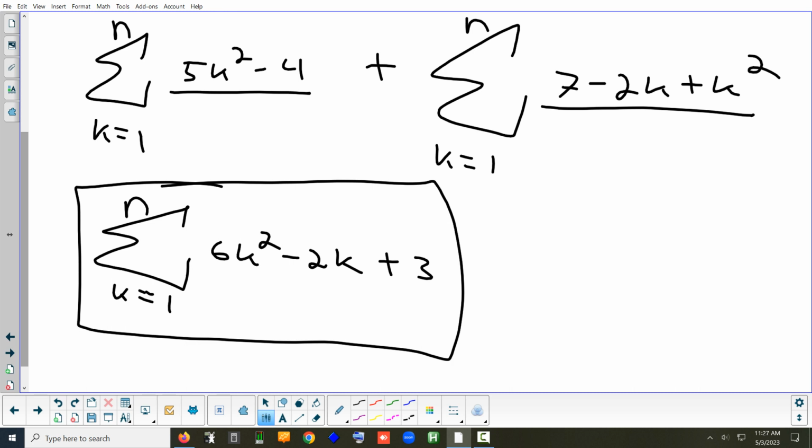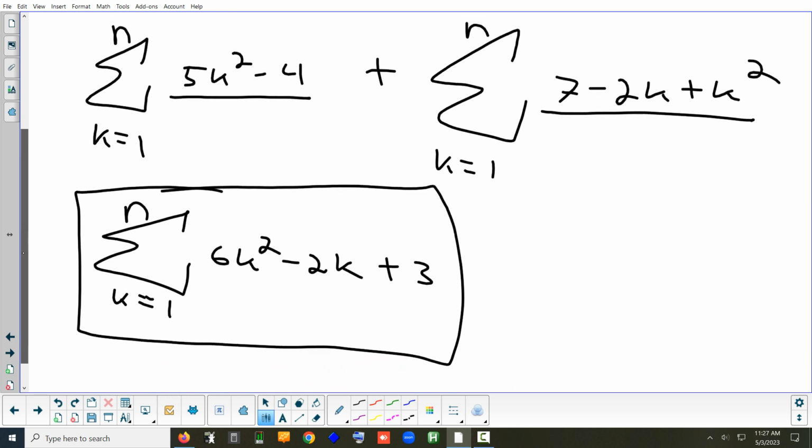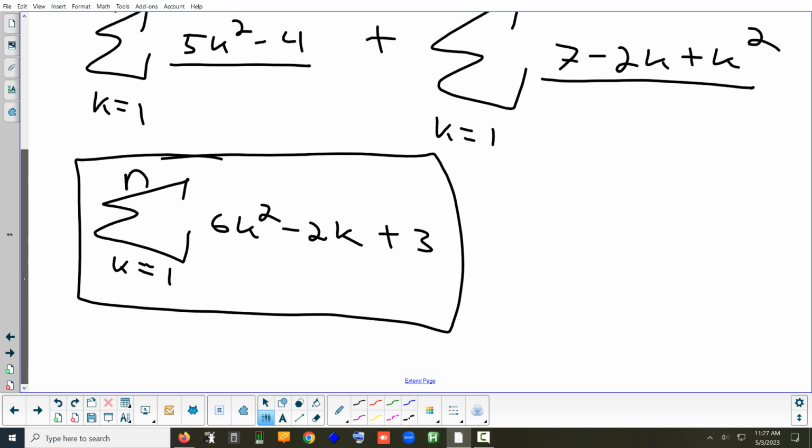So that's how you can combine 2 sigmas into 1, which is also a better thing to do because it's easier to deal with 1 than 2. Okay, so we literally just added the 2 together. Any questions on that?